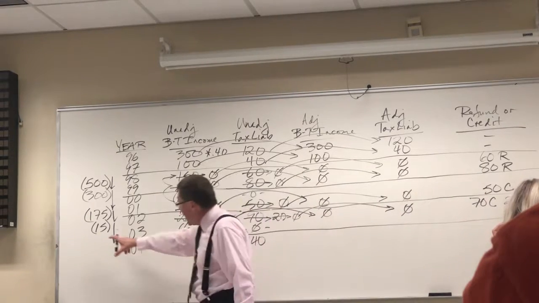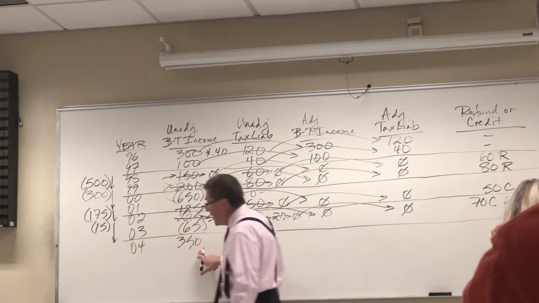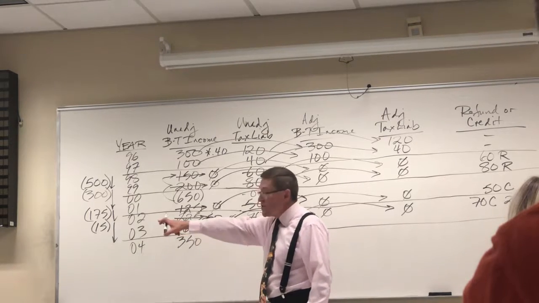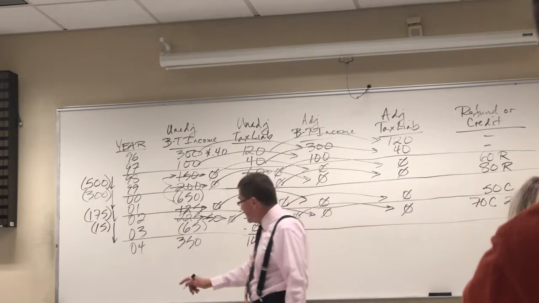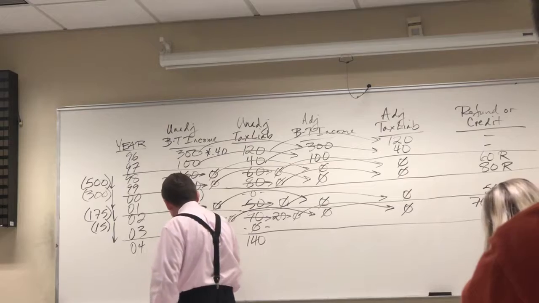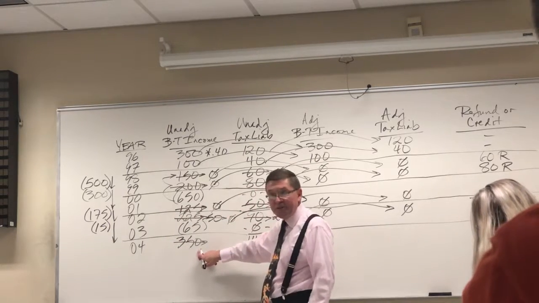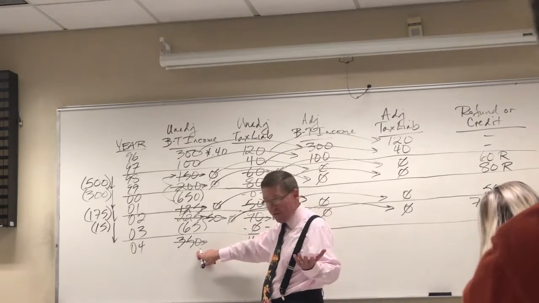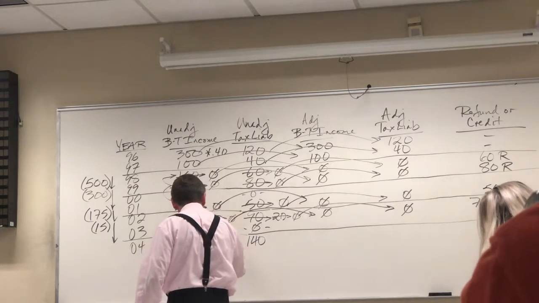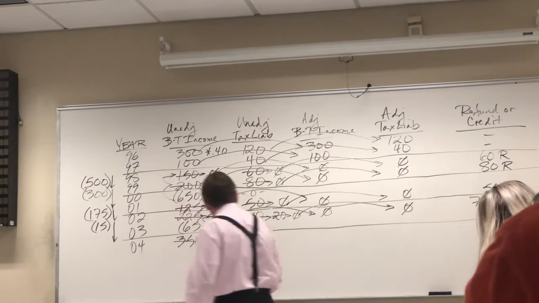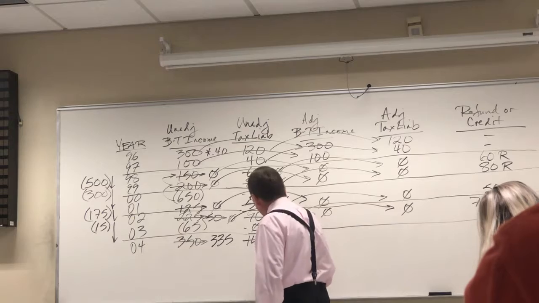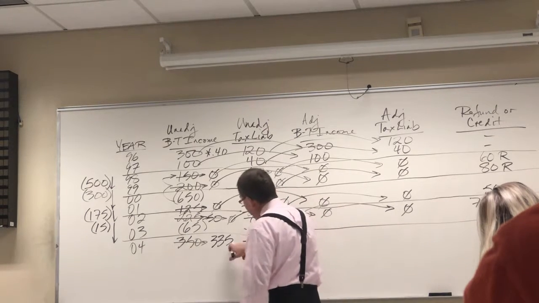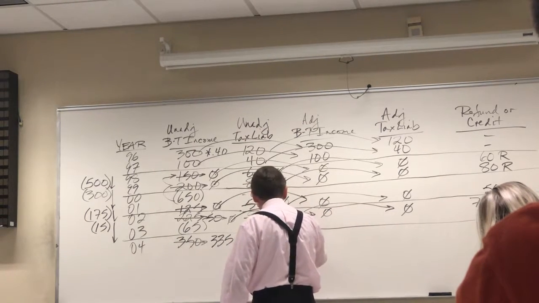All right, so now, here we are, year end 2004. We've still got 15 to write off. We're going to use it here. This is going to go from 350 to 335. This is going to go from 140. Turns out 0.4 times this is 134.